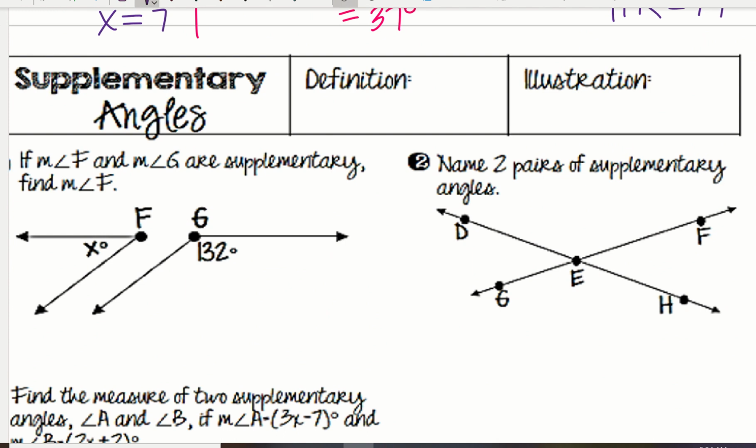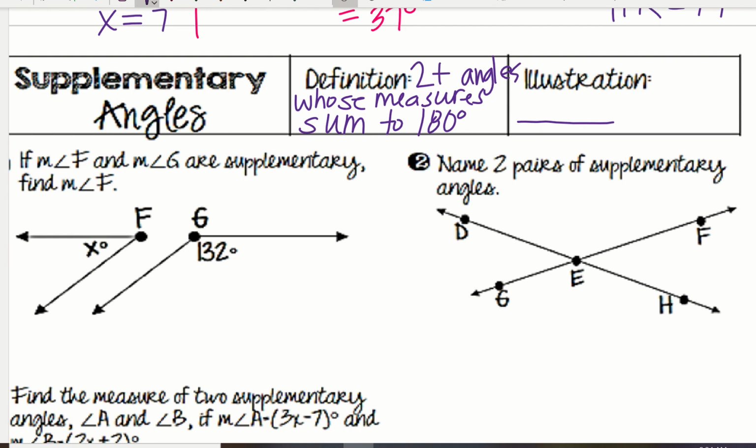So supplementary angles are 2 or more angles. I'm just going to put 2 plus because my box is tiny. 2 or more angles whose measures sum to 180 degrees. So again, just like on complementary, they could be adjacent to each other, so they could form a line. And if they form a line, I know they have to add up to be 180.